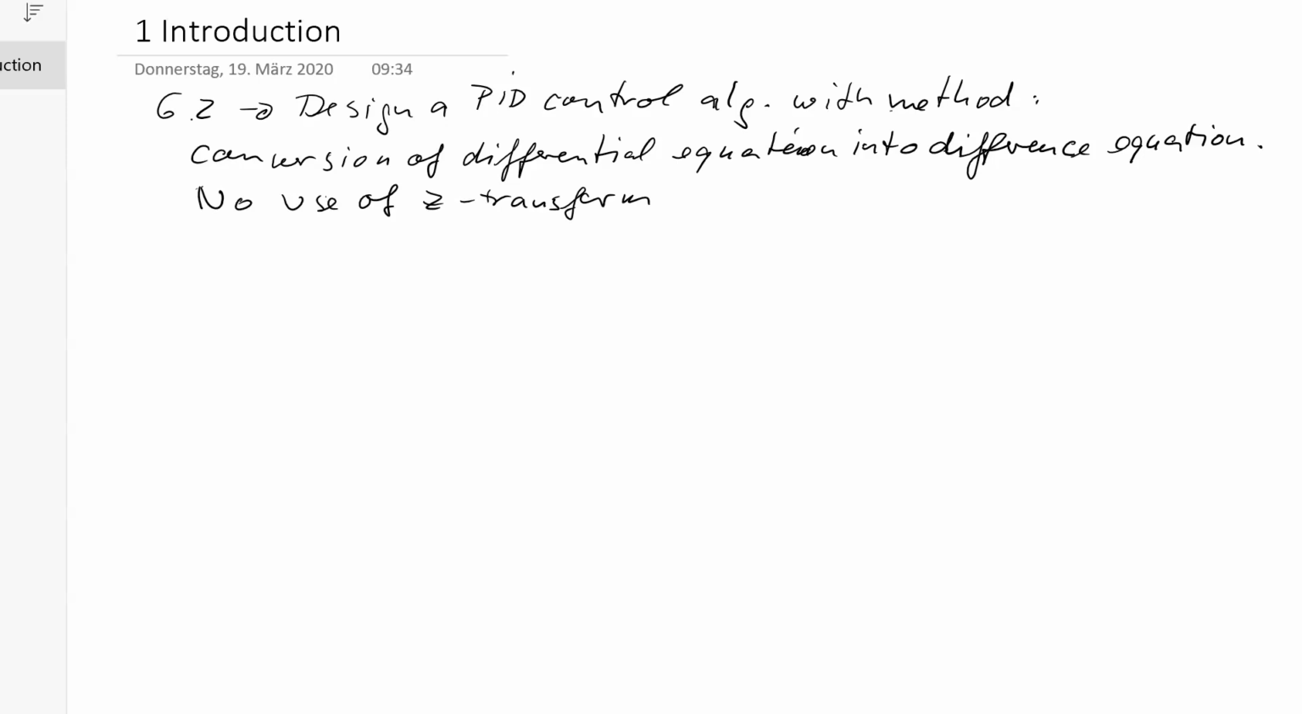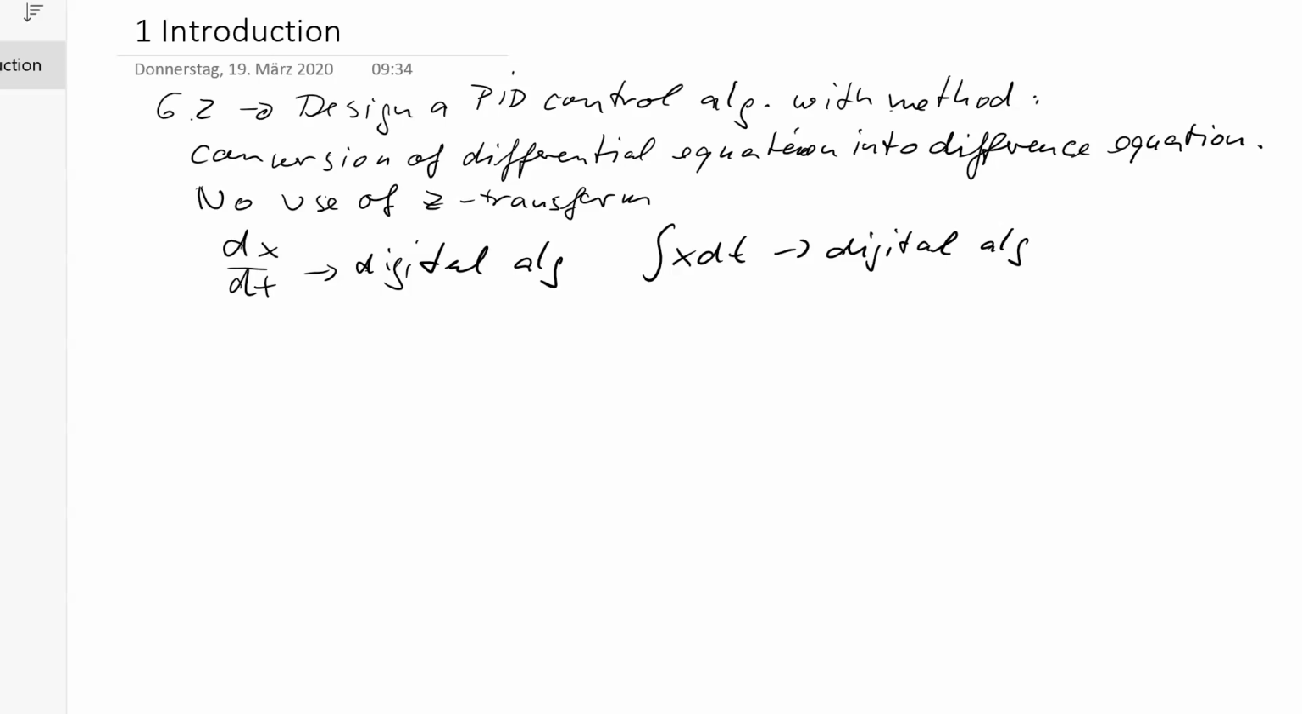So this is a method which uses the differential equation of any system, and I show you tricks where, for example, dx over dt is converted into a digital algorithm, or where an integration of x dt is converted into a digital algorithm, because the PID differential equation looks like this.